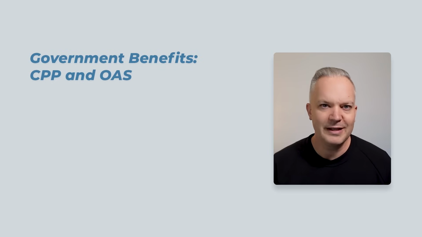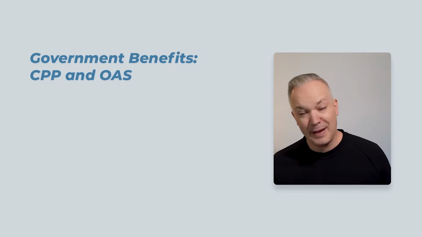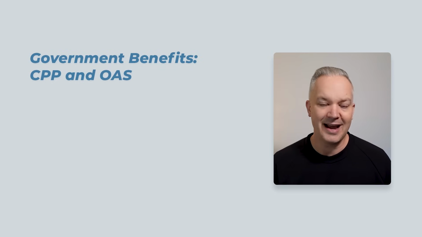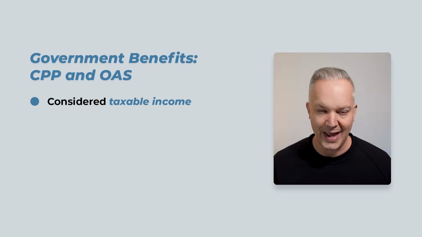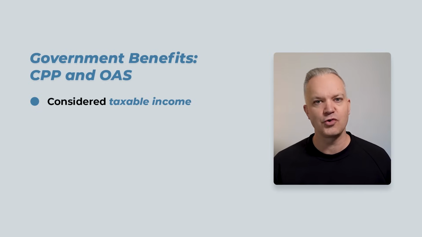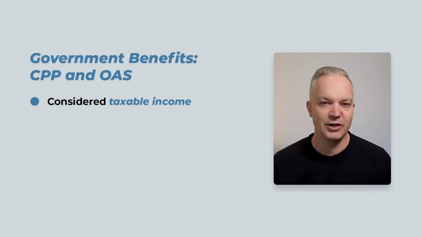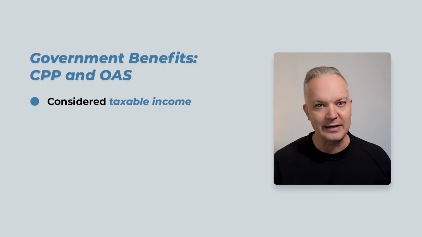First off, let's start with the government benefits, CPP, Old Age Security. While I believe that the Canadian Pension Plan and especially the Old Age Security should not be taxed, they unfortunately are both taxable income to you. So as you start drawing down on your CPP and Old Age Security, OAS, you will be taxed on that income. It's taxable income to you.